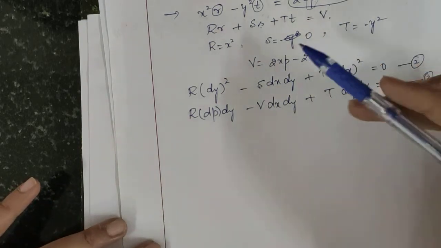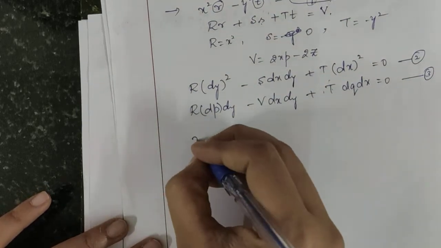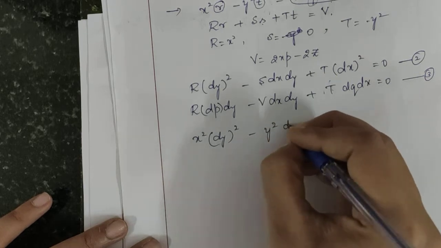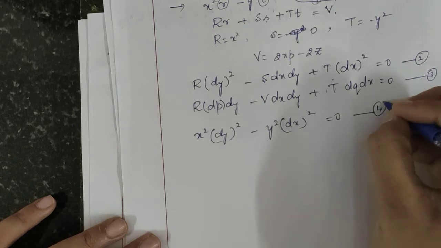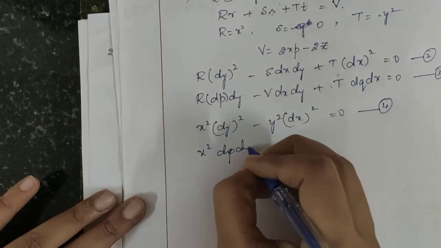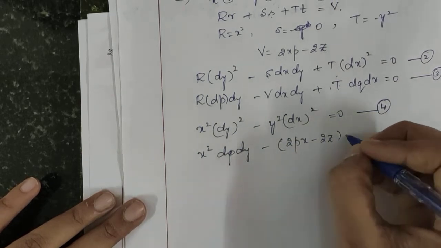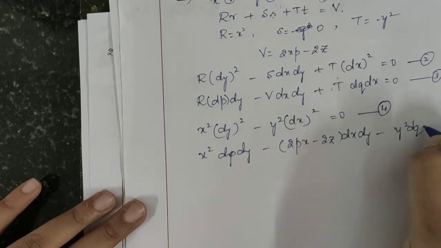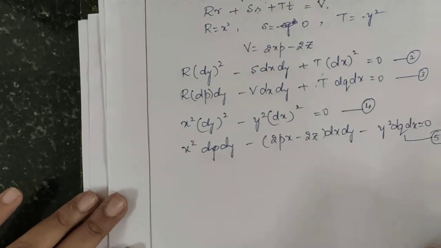Substitute all the values, that is R, S, T, V in these two equations. After substituting, you will get x² (dy)² − y² (dx)² = 0. This will be my equation number 4. And x² dp dy − (2px − 2z) dx dy − y² dq dx = 0. This is my equation number 5.